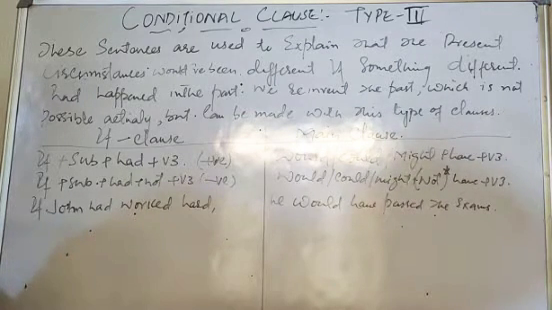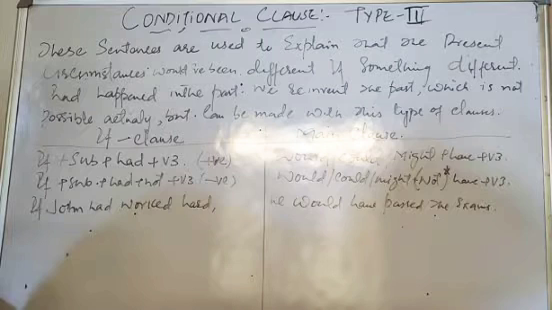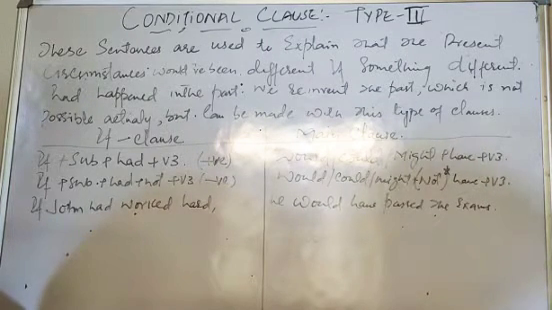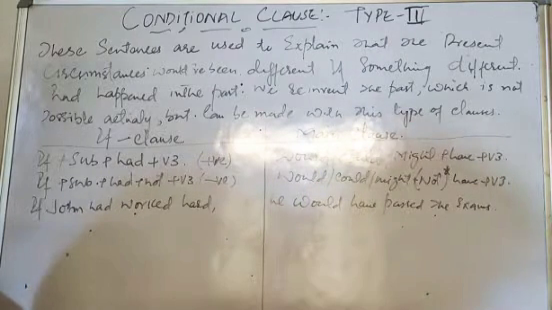Basically what happens in these type of sentences, they explain to us that the present circumstance would have been different if something different had happened in the past. We try to reinvent the past, which is not actually possible, but can be visited with these type of clauses. Conditional clauses type third.